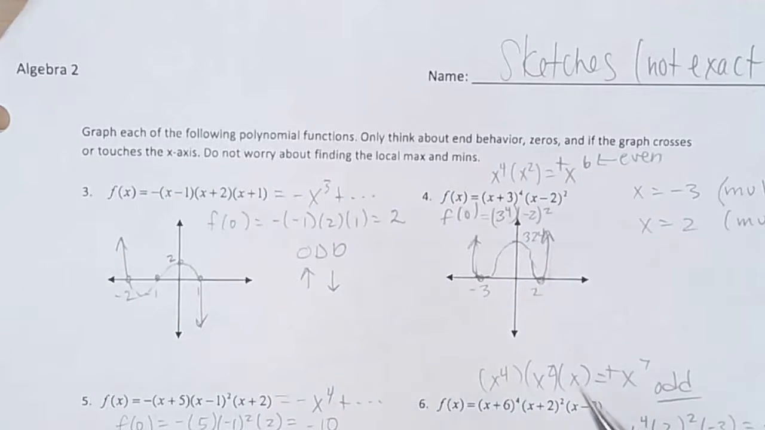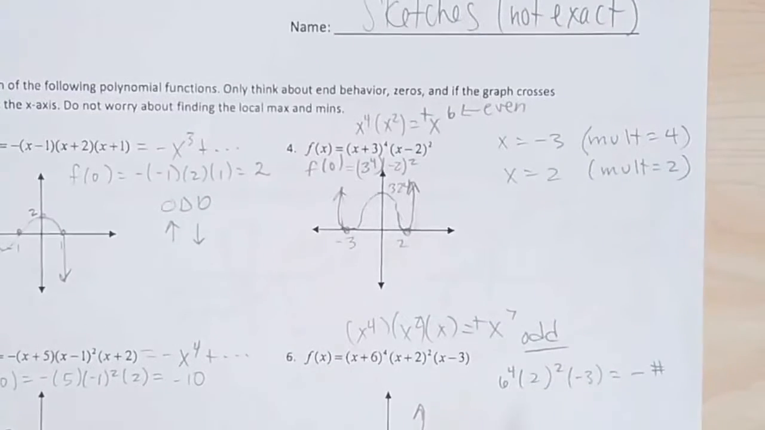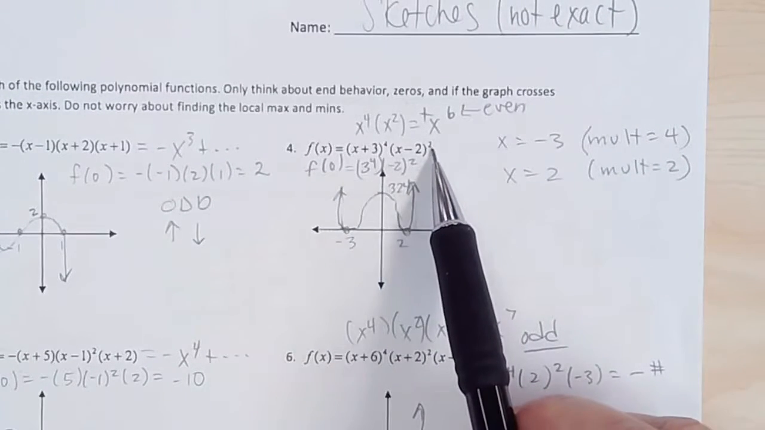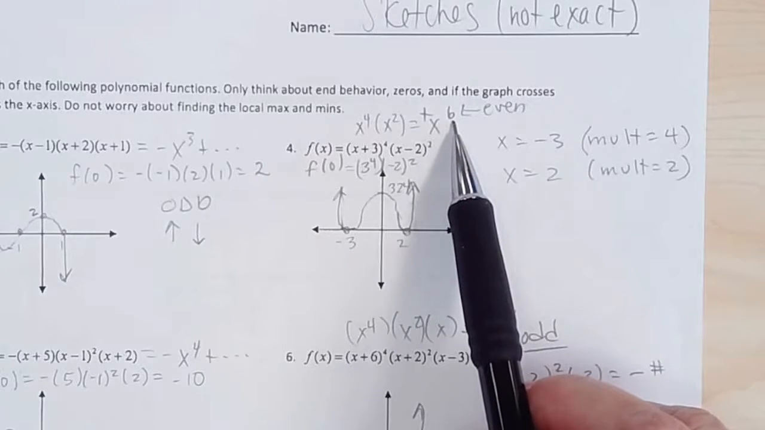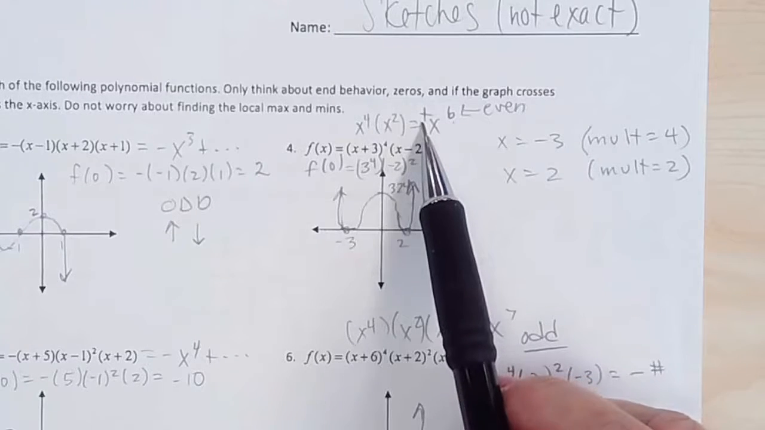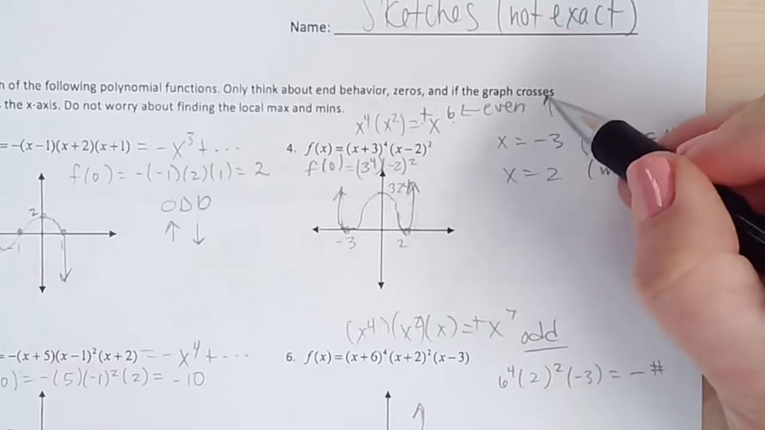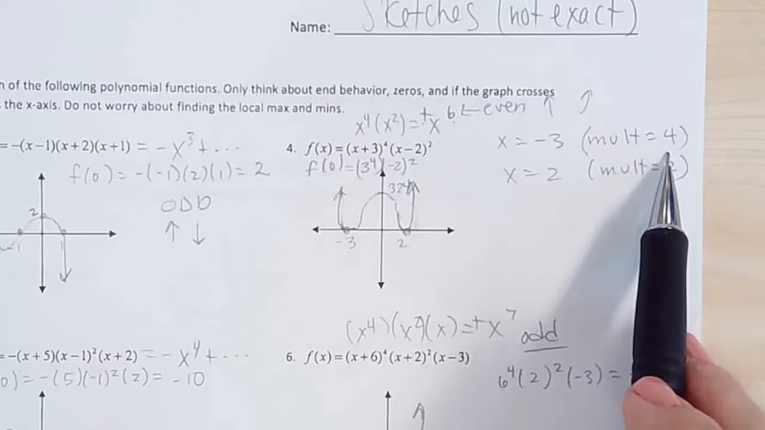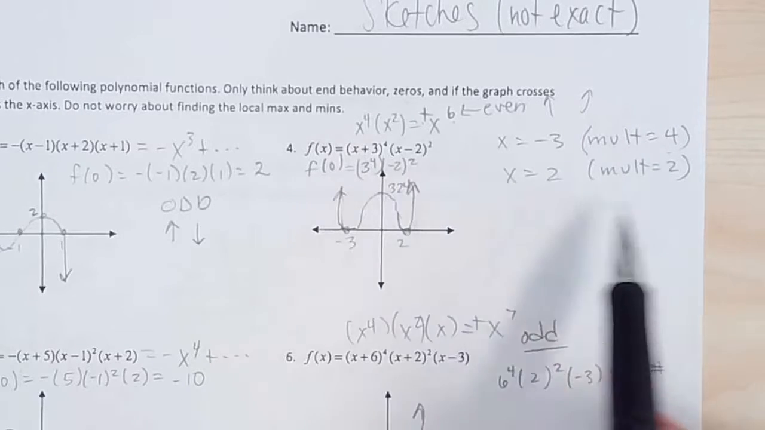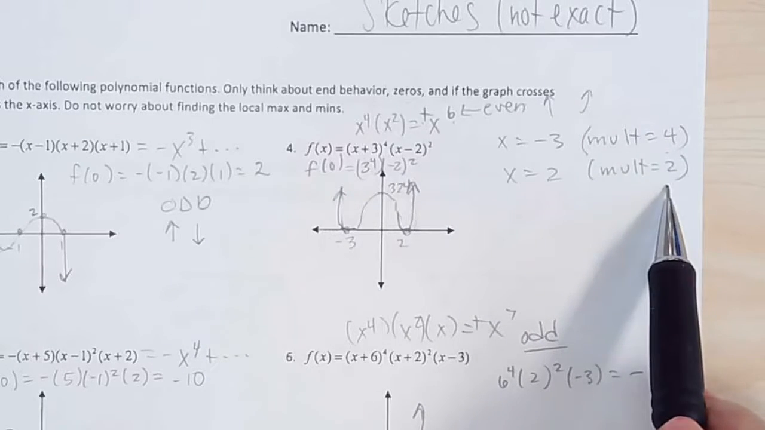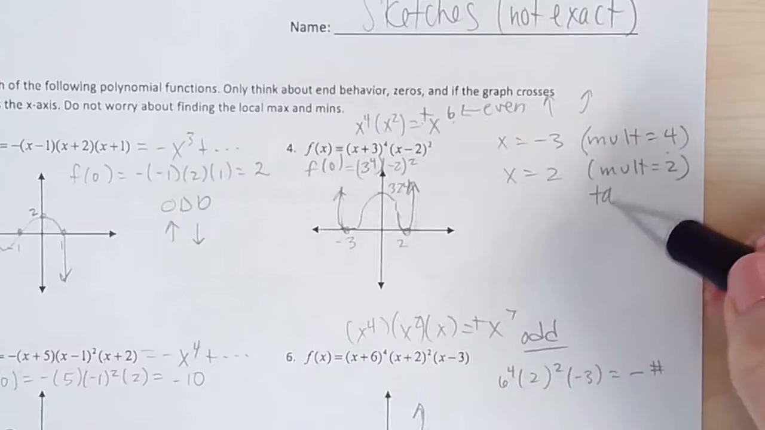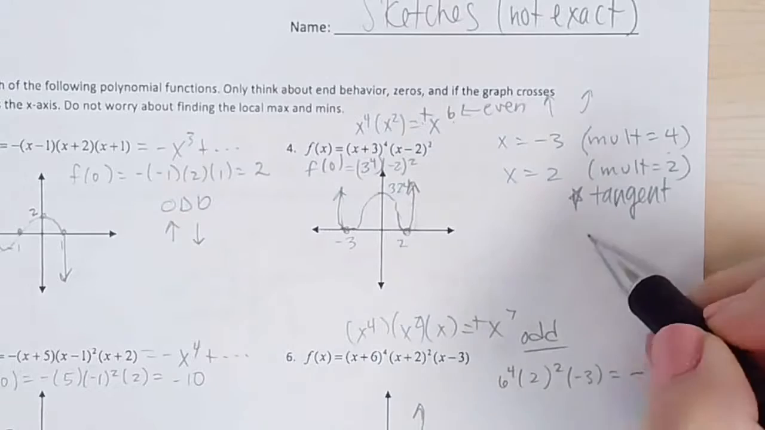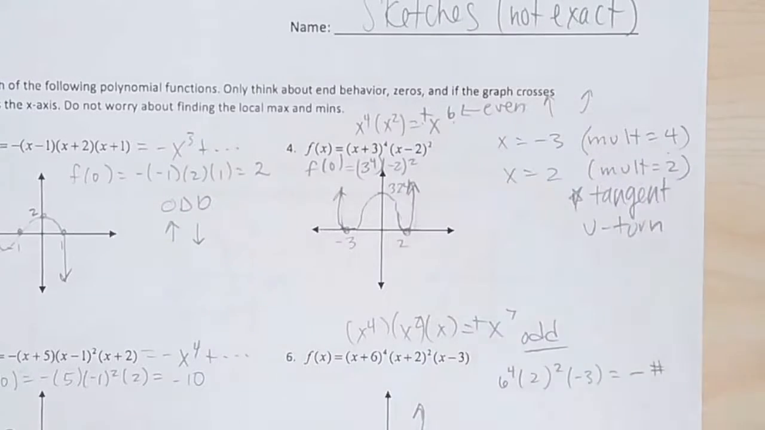Number 4, x to the 4th times x squared means you have x to the 6th overall. That's even. It's positive, so it's up and up on either side. At -3, you have a multiplicity of 4, and at +2, you have a multiplicity of 2. Those are both even numbers, so they are tangent to the x-axis, or it's a U-turn or a bounce.